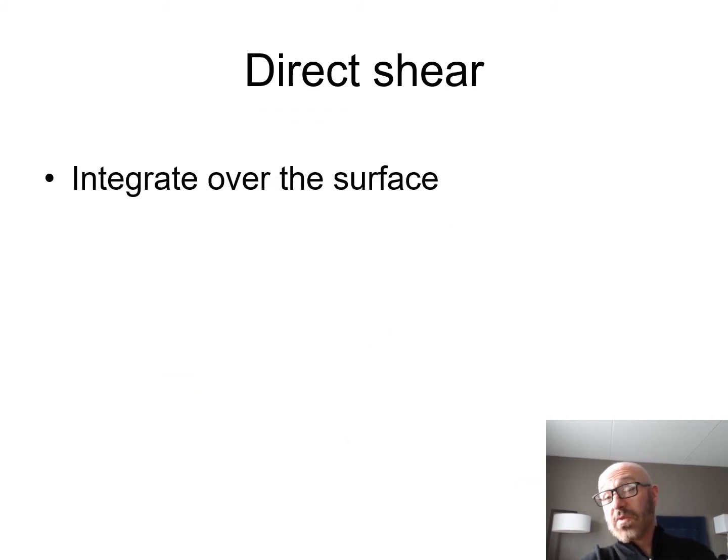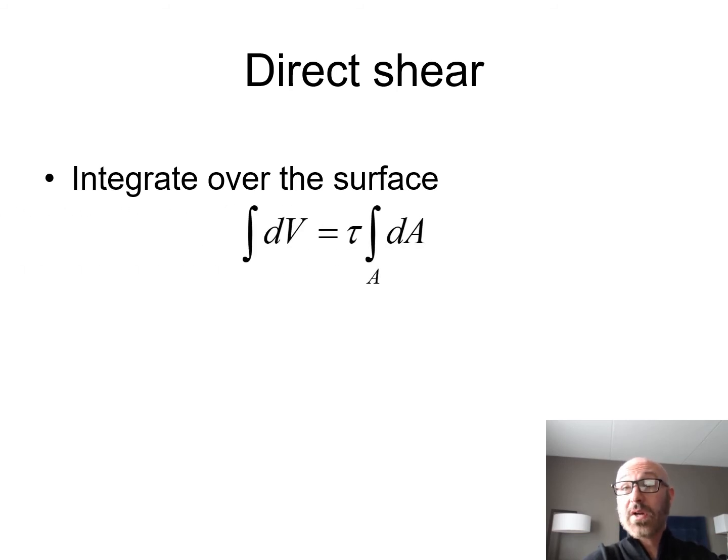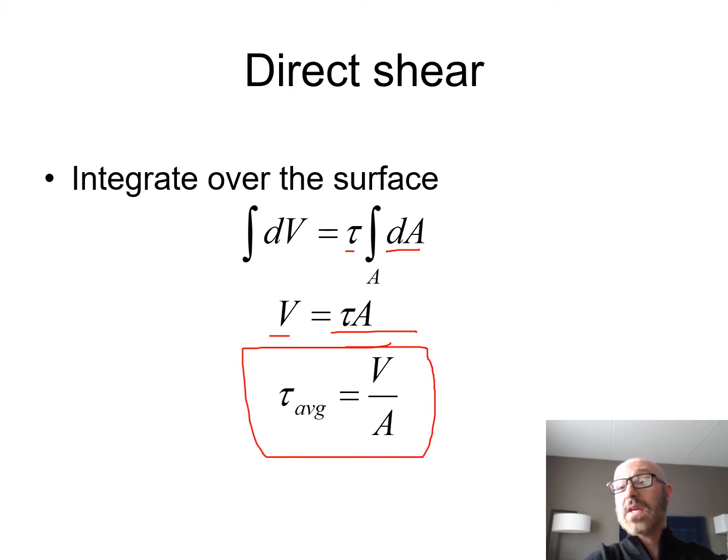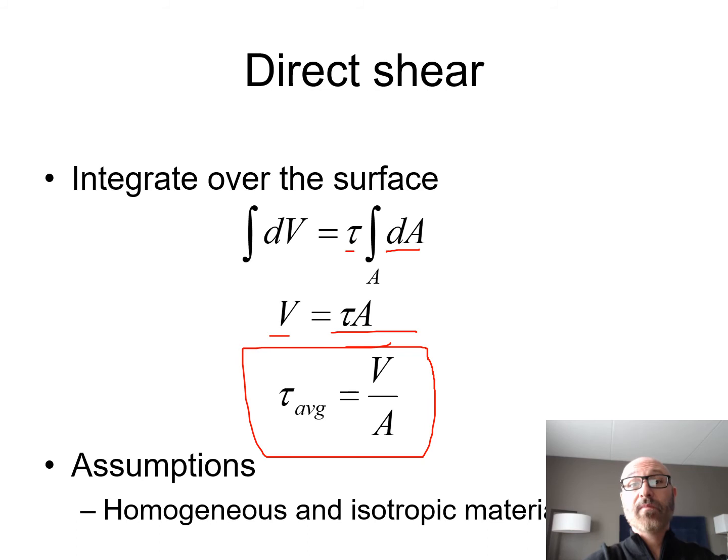If we want a more accurate result rather than just summing individual ones to get an average, we can integrate over the surface. So we come back to calculus, and rather than doing a summation, we do an integral. The integral of dV is equal to tau, a constant we can pull up front, times the integral over A of dA. The integral of dV simply becomes V. The integral of dA with respect to A, plugging in the limits of integration, is simply A. Now we can rearrange and solve for our average shear stress: tau average is V over A. The assumptions we make for this are that it's a homogeneous and isotropic material.